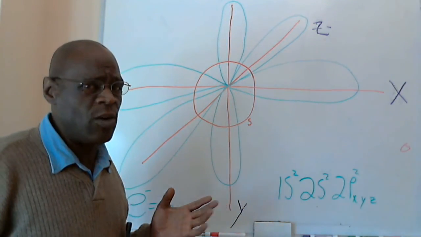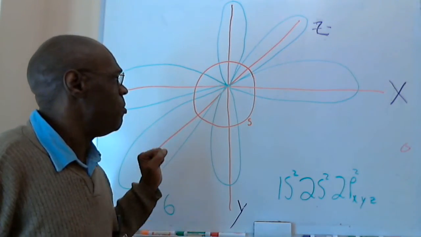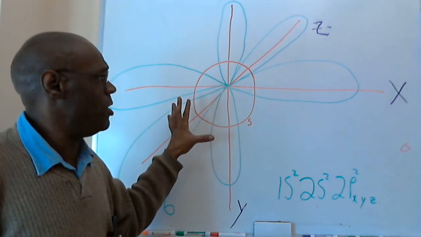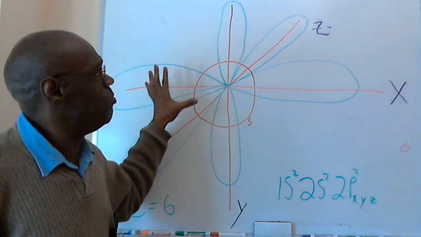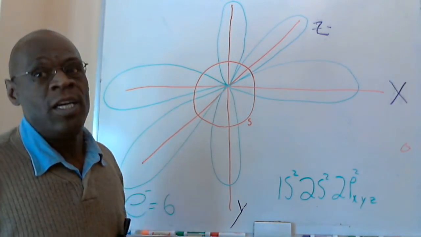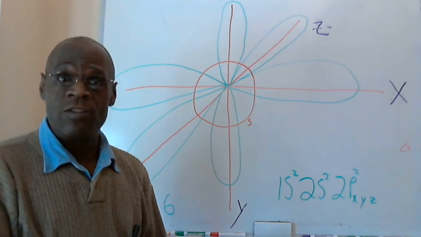With all that said, I don't want to overburden you with too much, but this is basically the structure of what carbon looks like. You could do the same thing with the Niels Bohr theory, but it wouldn't be accurate. This is accurate.